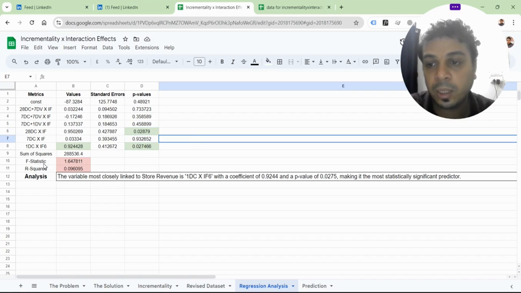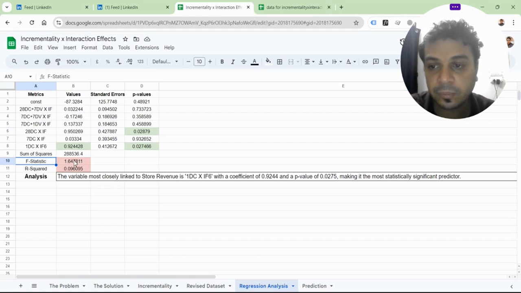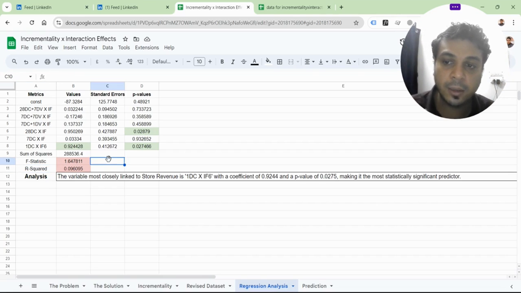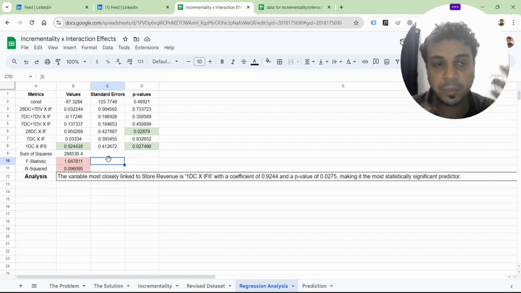Okay, so there is the F statistic, and this along with R squared gives us a very good understanding of how good a fit the model is, in order to predict, or in order for it to actually come up with a good understanding of the data.